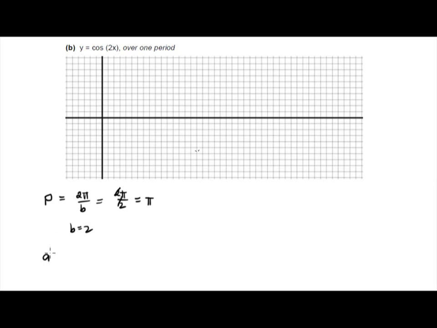The amplitude, which can be written as the absolute value of a. So a is the number here. It's not there, but we know it's 1. So it's the absolute value of 1. So this is equal to 1.